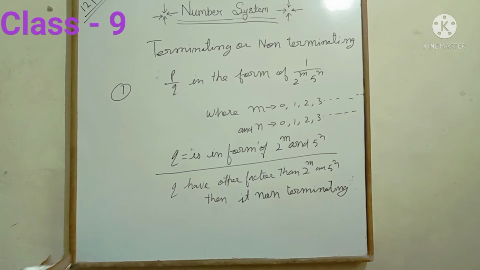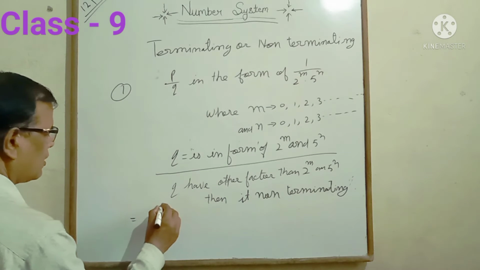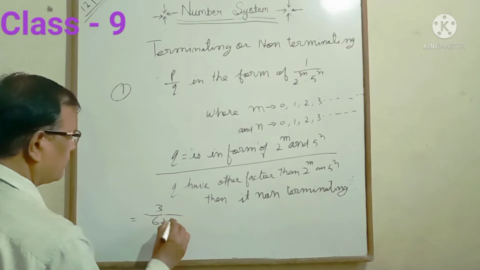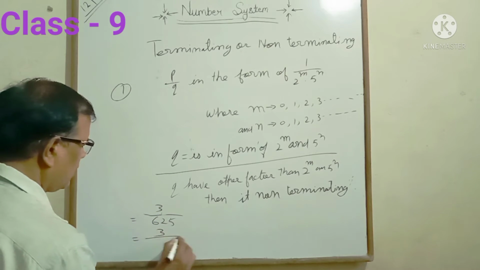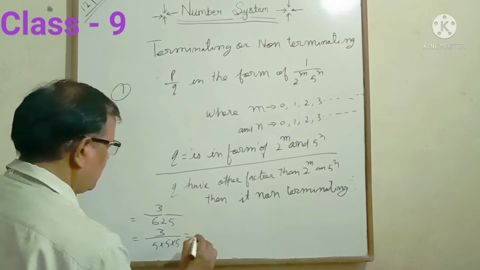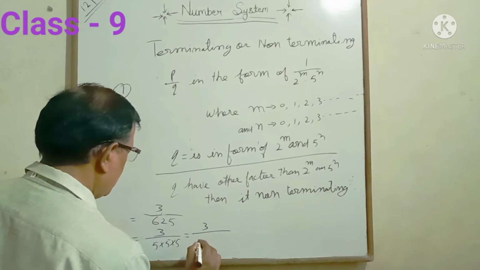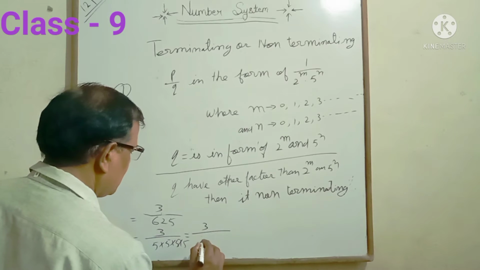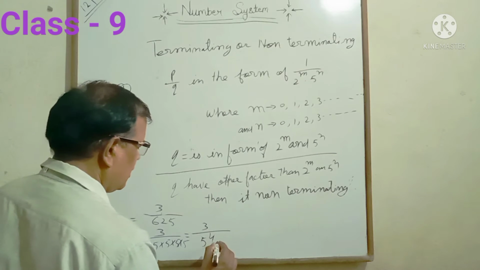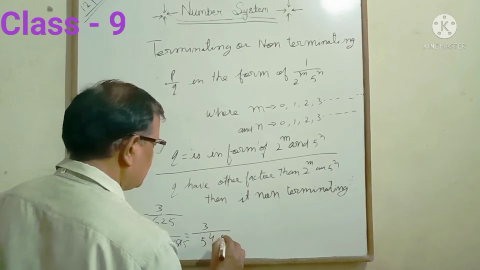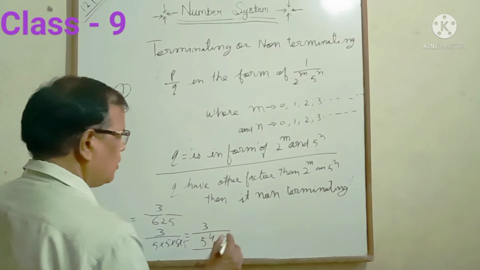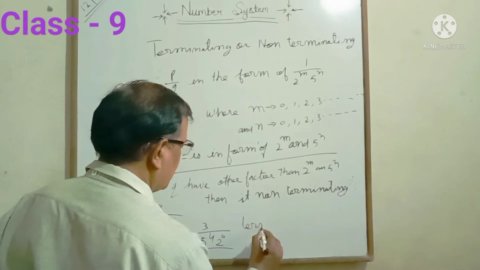Now we teach you with examples. If it is written 3 by 625, we can write it as 3 by 5 into 5 into 5 into 5, that is 3 by 5 to the power 4. Here 2 is not present, so we can write it as 2 to the power 0. So the denominator has only factors of 5 and 2, so this number is terminating.